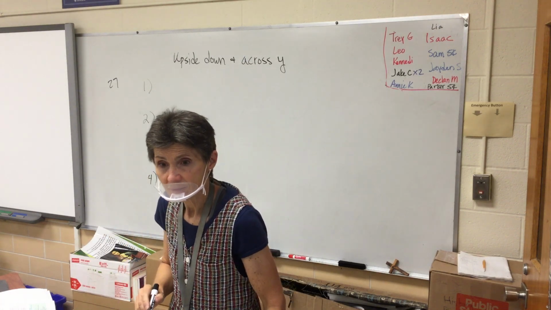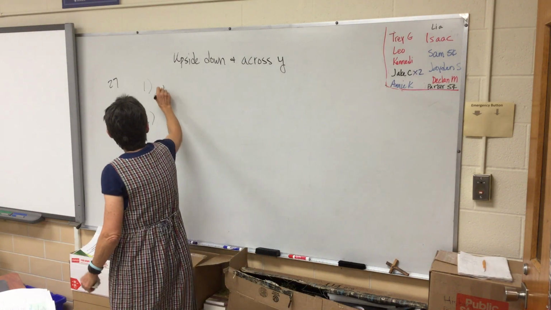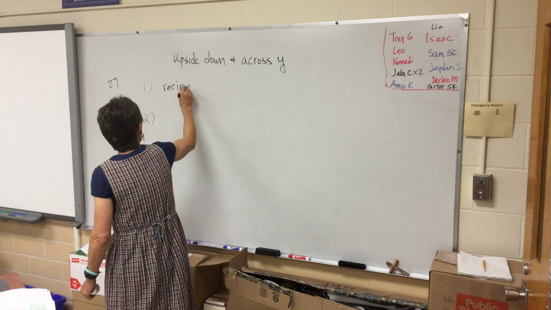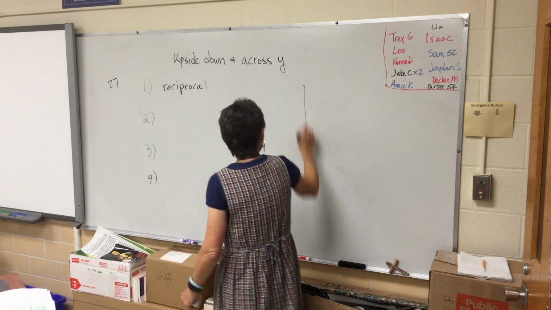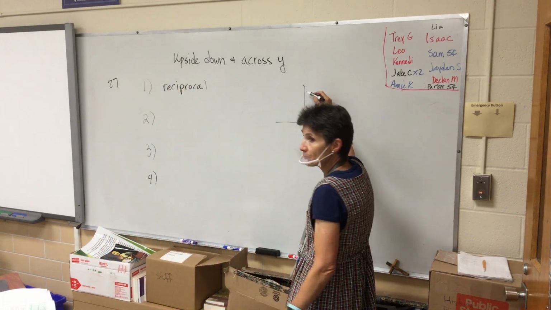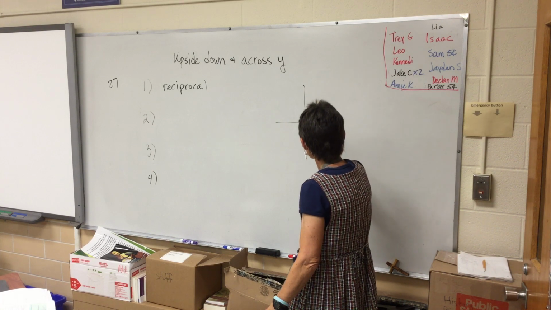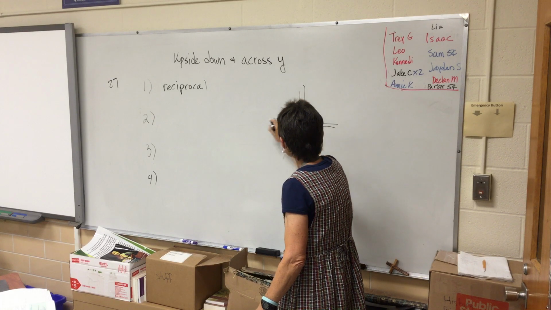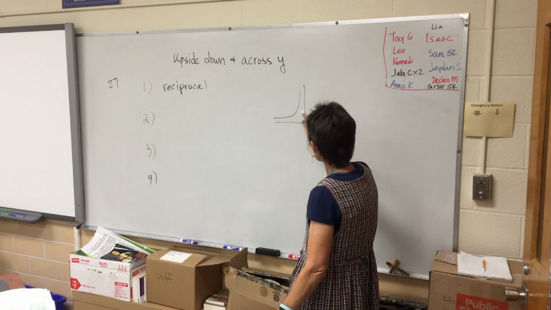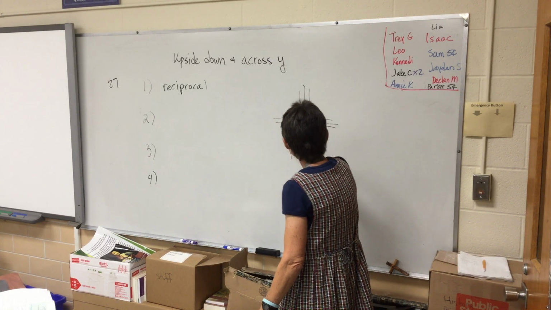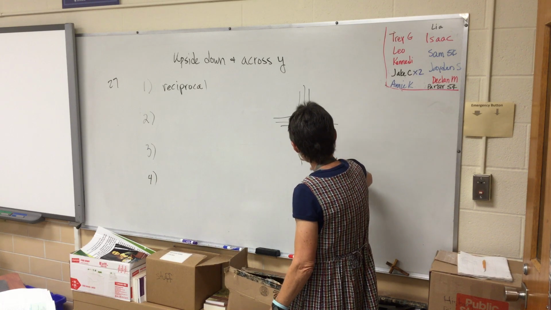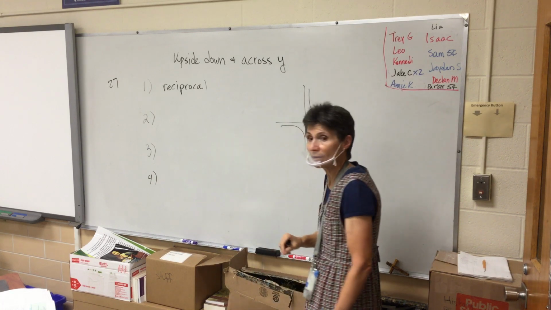Ollie? Reciprocal function. I don't know. Let's check it and see. If I take my reciprocal function and flip it upside down, it's going to look like that. And then when I flip it across y, it's going to look like that. Oh, I think he's right. I think that's one of them.